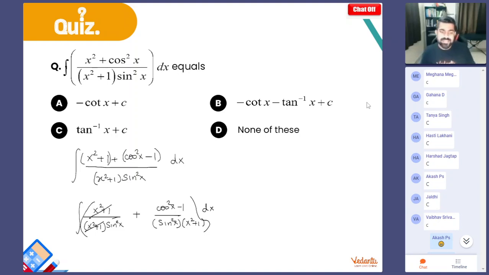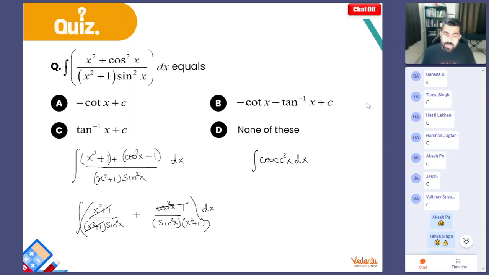So how do we do it? So guys, you can cancel x square plus 1, x square plus 1. So the first one will become 1 by sine square x, which is cosecant square x dx. Second one, what is 1? Cos square x minus 1. Cos square x minus 1 is minus sine square x. So sine square x and sine square x will cancel. I'll be left with minus integral of 1 by x square plus 1 dx. That's it. So this is nothing but direct formula, minus cot x. This is also direct formula, tan inverse of x plus c. So which is why option B is the right answer.